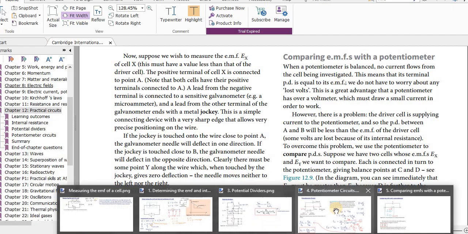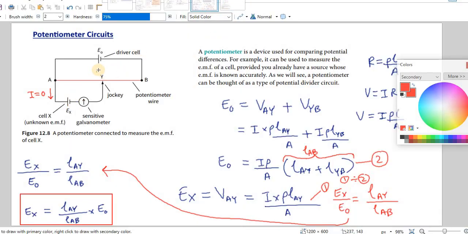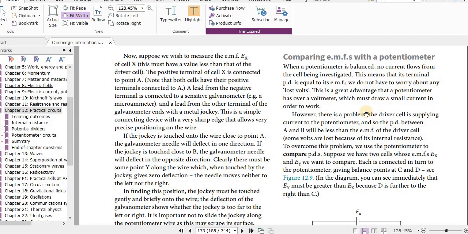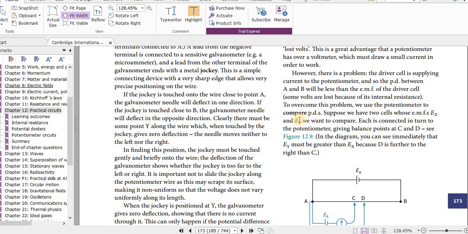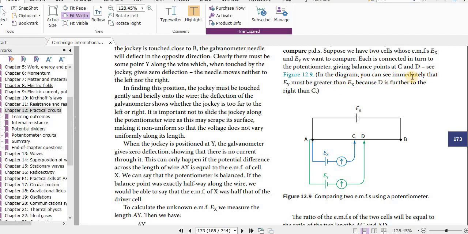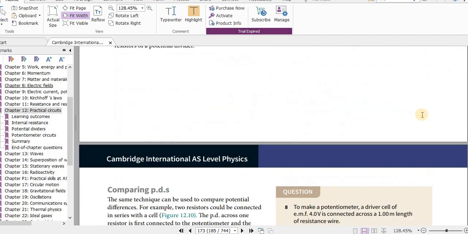And the advantage of this compared to the one here: here, the disadvantage is that there is a current flowing through this, so internal resistance is there, and the terminal potential difference will be less than the E naught here, but we are using this E naught here. But over here we can overcome that problem. To overcome this problem, we use the potentiometer to compare PDs. Suppose we have two cells, EX and EY, we want to compare. Each is connected in turn to the potentiometer, giving balance points C and D. See figure 12.9. In the diagram, you can see immediately that EY must be greater. We went through this already, and that is the end of this lesson.